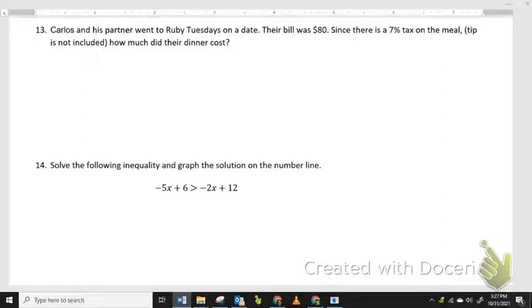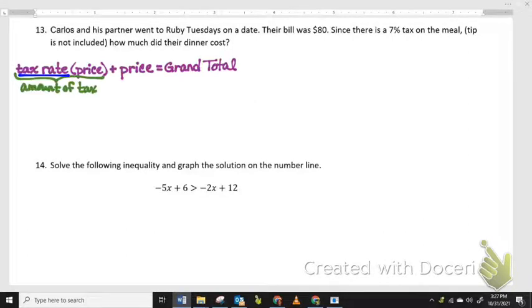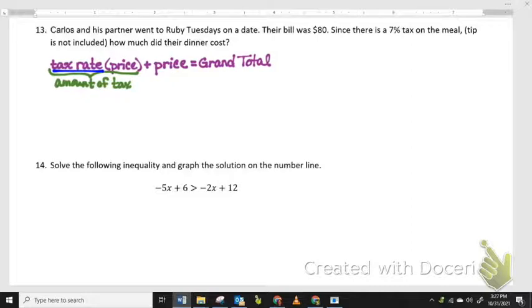Question number 13 about Carlos and his partner going to Ruby Tuesdays is really similar to question number 12, but we're not going to substitute the values in the same spots because we don't have the same information. So we know what their bill was. Their bill was $80. That is the grand total. So we have that information this time. This was our final answer for question number 12, but that's the piece of information that we know this time.